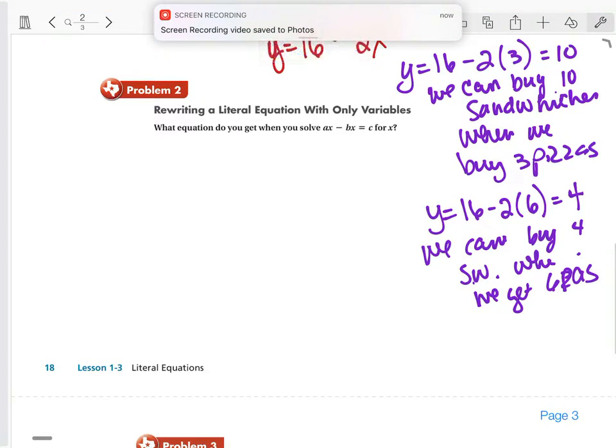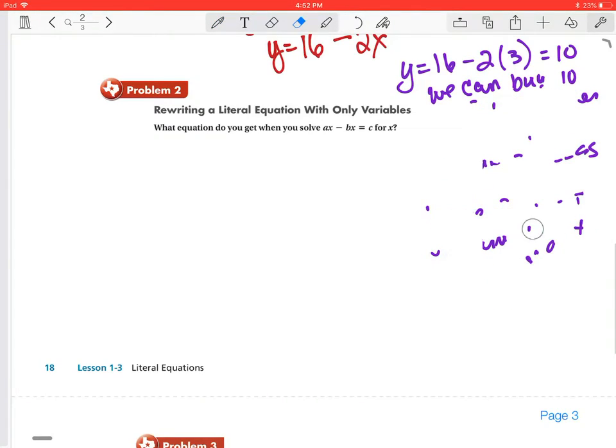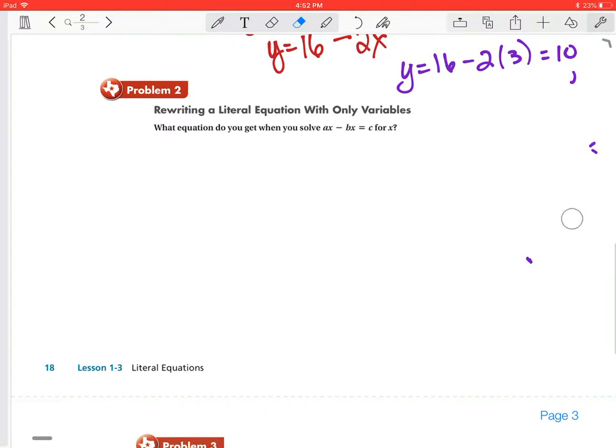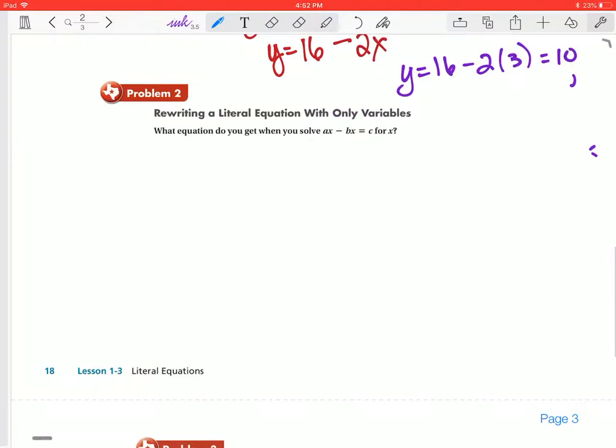All right, welcome back. So in this video, let me erase some of this and push that away so it's not interfering. I'm gonna erase some of this. All right. Now, this says we want to rewrite a literal equation with only variables. All right, so that means we have no values. We have ax minus bx is equal to c for x, okay?